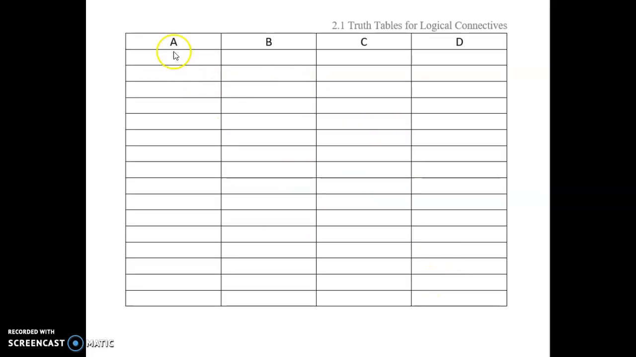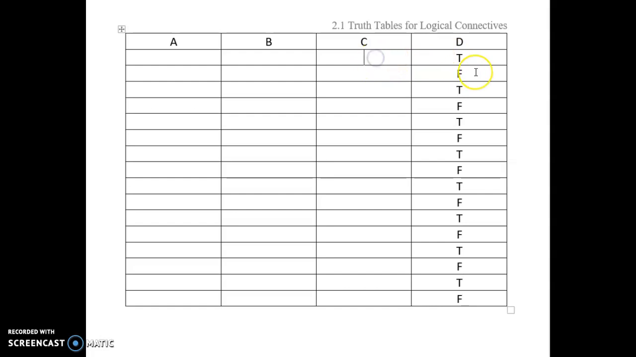Okay, so you've got your A, B, C, and D, and you're going to have your 16 rows, which we have depicted here. Now, how are you going to fill them in? Okay, so let's start with that. How do you do it? What do you do here? All right, that's right. You're just going to go true, false, true, false, true, false, true, false. You're alternating for this first one on the far right all the way down 16 times.